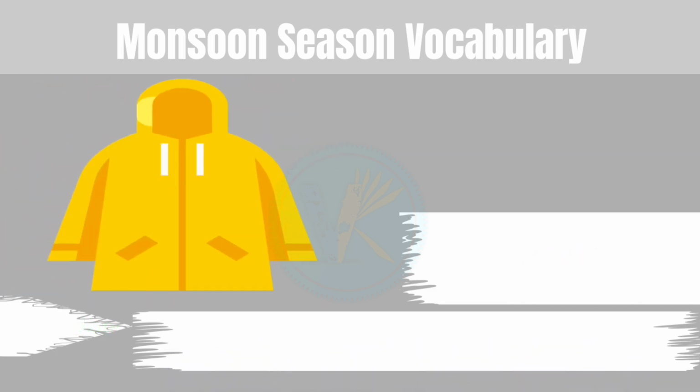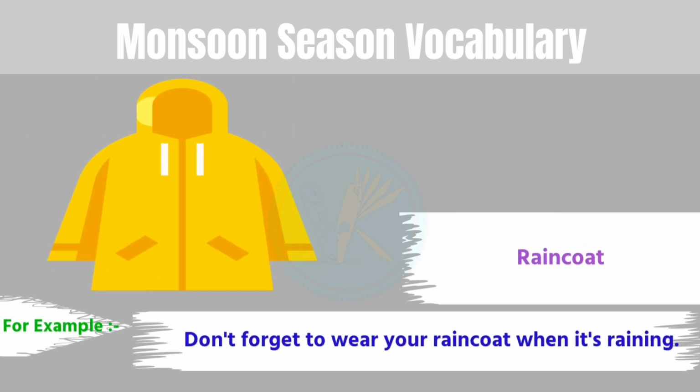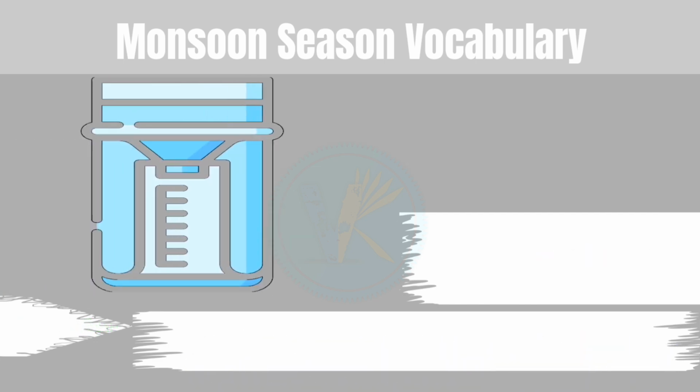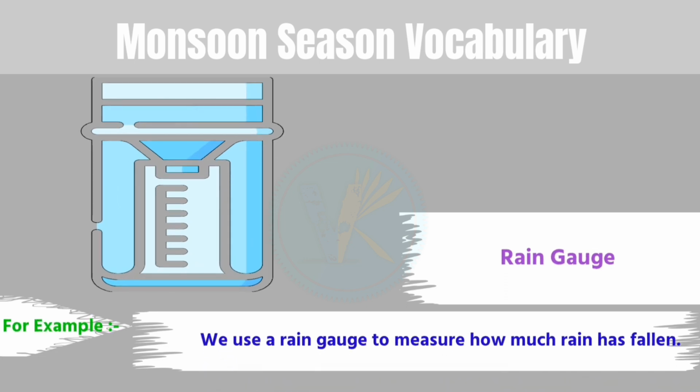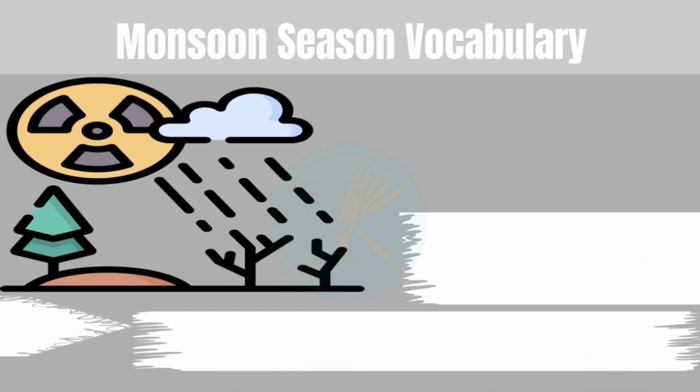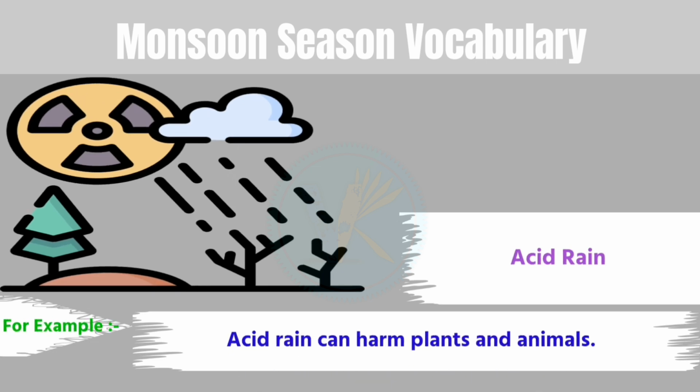Next, raincoat. Raincoat. For example, don't forget to wear your raincoat when it's raining. Next, rain gauge. Rain gauge. For example, we use a rain gauge to measure how much rain has fallen. Next, acid rain. Acid rain. For example, acid rain can harm plants and animals.